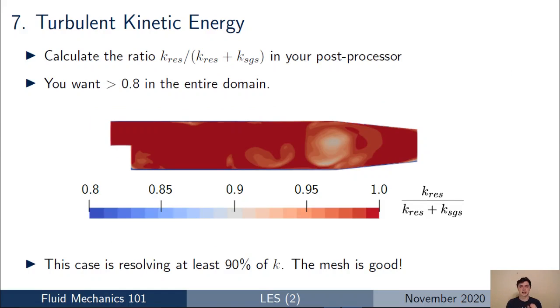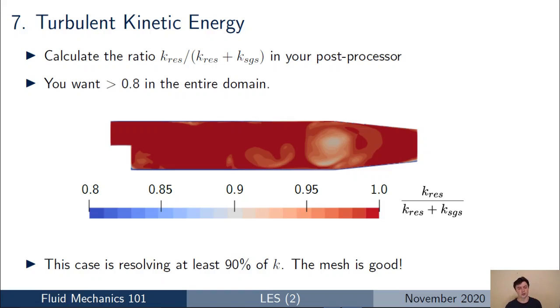And the key aspect of this analysis, which is what we're going to use to assess the quality of our mesh, is to calculate the ratio of these fields. And we're calculating the ratio of the resolved turbulent kinetic energy to the total turbulent kinetic energy. So that's K-res plus K-SGS.